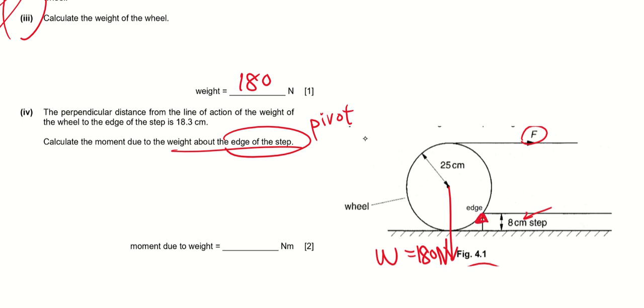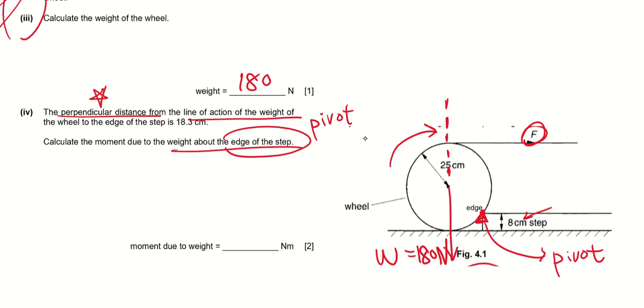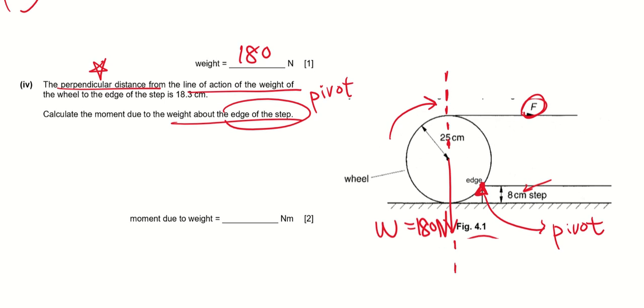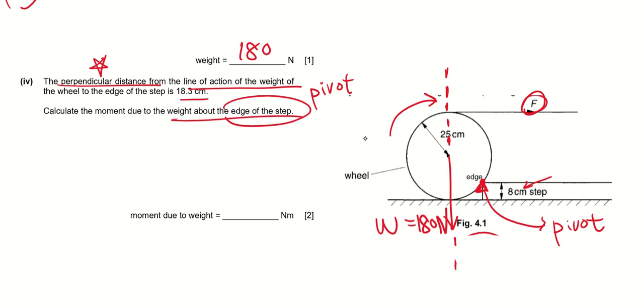Can you imagine I have a force that's pulling it to the right? So this wheel is supposed to turn up this way, right? And where it turns, it will always be in contact with this edge. So this edge is where the pivot is. And they are saying that the perpendicular distance, which is the most important thing in the moment chapter, from the line of action of the weight. So this is the line of action of the weight. Remember, always extend the weight. It is 18.3. So this is the point, this is the pivot. So I can safely assume that this is the perpendicular distance of 18.3 cm, right?